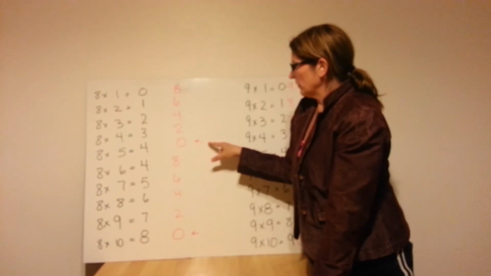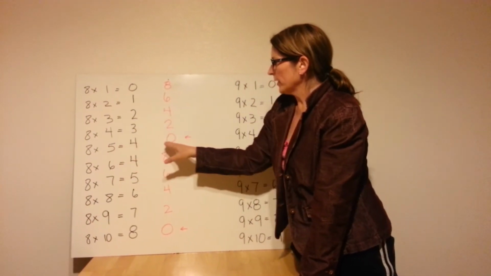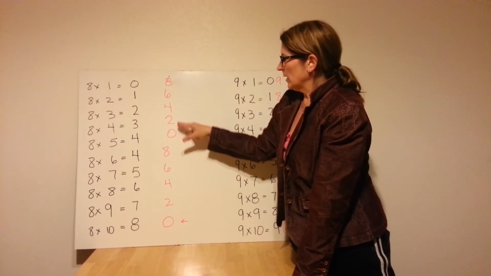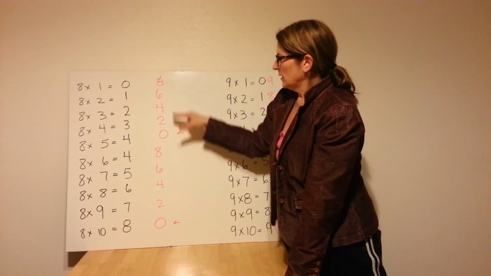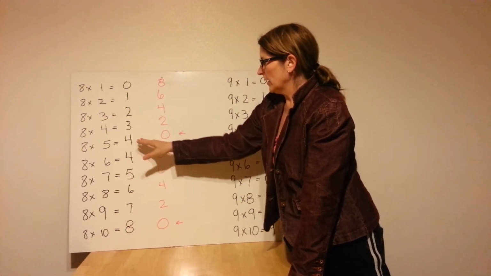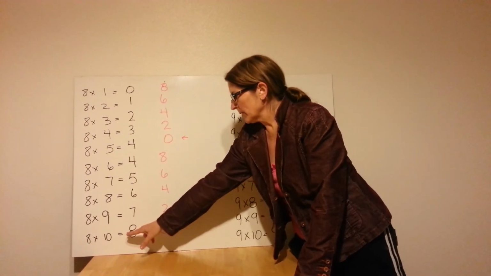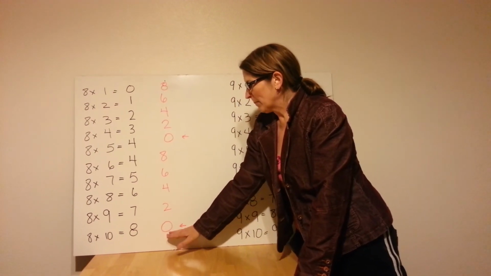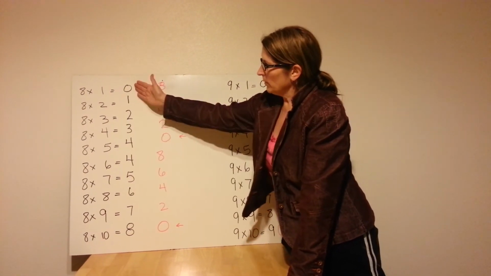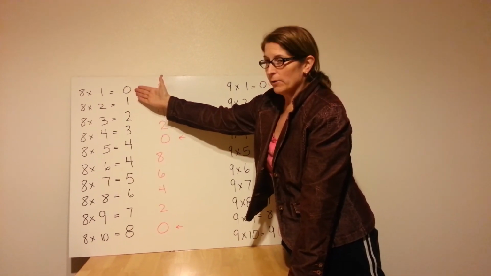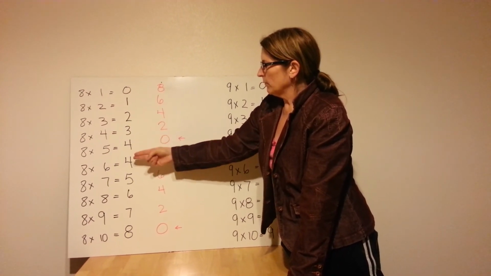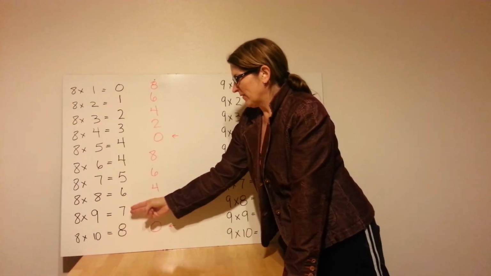8 times 3, 24. And then you have a 2 and a 4. But now look at this. If you start here and you see that 8 times 4 is 32, and you start with your 2, and then it goes down by 2's. 2, 4, 6, 8. 0, 2, 4, 6, 8. After 8 times 5 is 40. And then when you skip down to 10, 8 times 10 is 80. You have that pattern again. 0, 2, 4, 6, 8. And then on the 10's side, you have a pattern over here. It's 0, 1, 2, 3, 4, and then the 4 repeats, 5, 6, 7, 8.